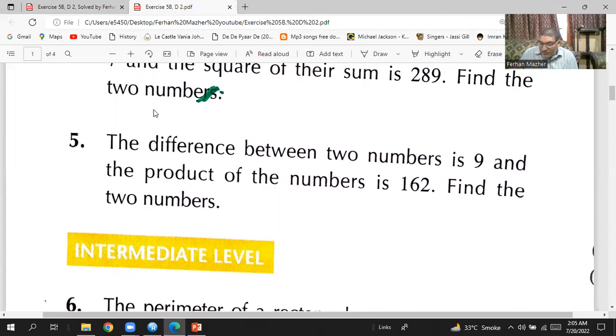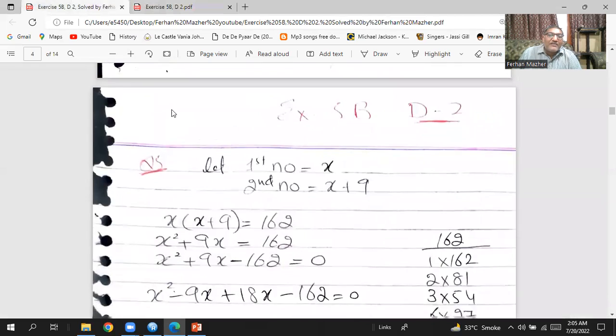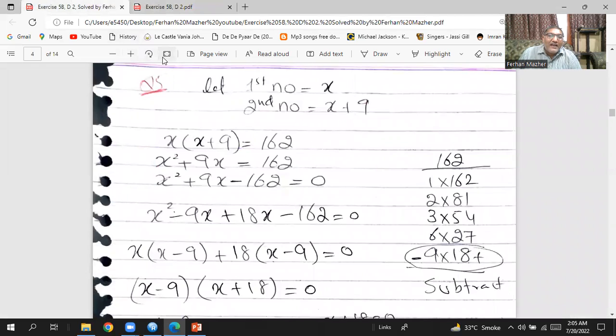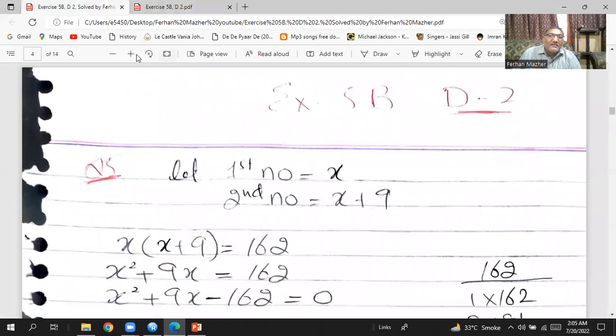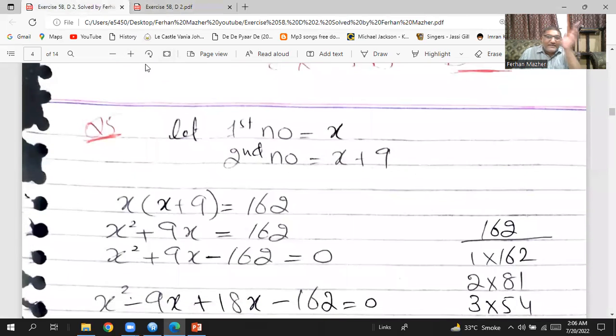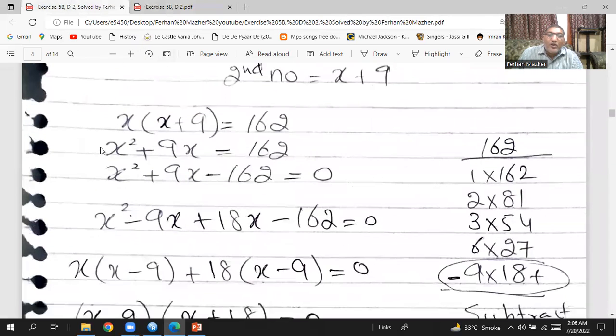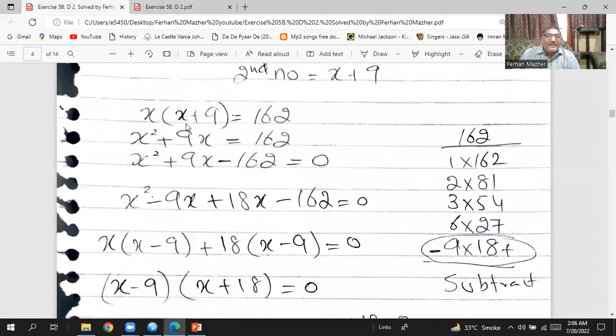Find the two numbers. So we will suppose that one number is x, the other number will be x plus 9. So their product means to multiply them. Okay, so we multiply them. The answer is 162. So it will become x squared plus 9x equals to 162. So we will have x squared plus 9x minus 162 equals to 0.